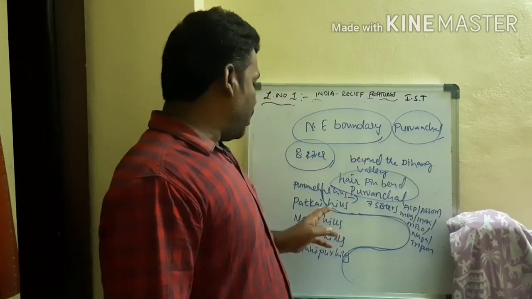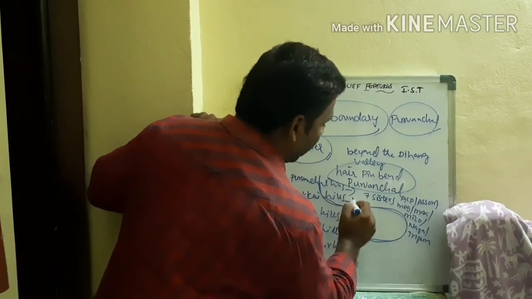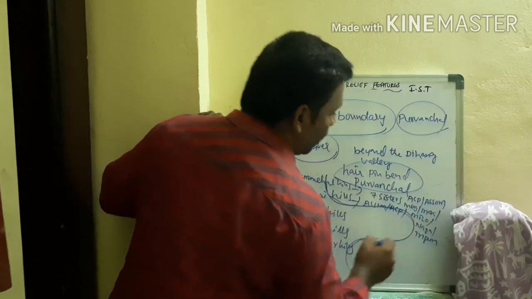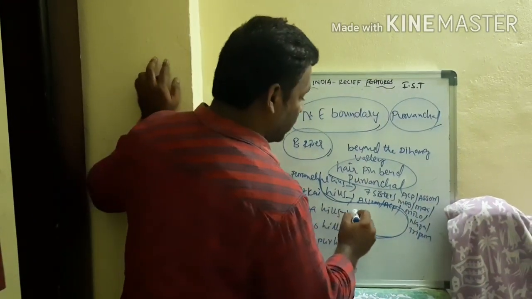Coming to the Patkai Hills. These Patkai Hills are located in Assam and Arunachal Pradesh state. Coming to Naga Hills, Nagaland.